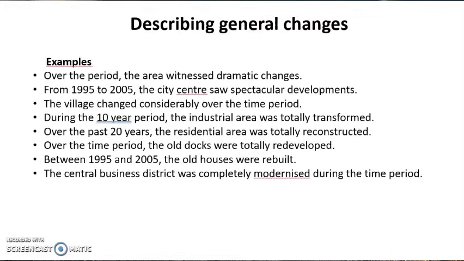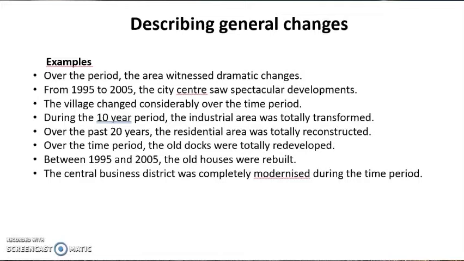Now let's talk about describing general changes. In order to talk about general changes, you will have to follow the following structure. For example, over the period, the area witnessed dramatic changes. From 1995 to 2005, the city center saw spectacular developments. The village changed considerably over the time period.